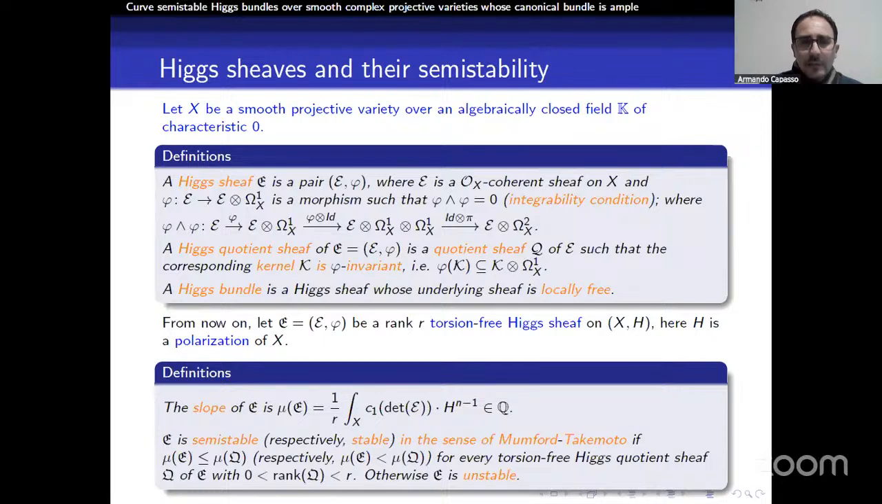So I recall that a Higgs bundle is semistable, respectively stable, in the sense of Mumford-Takemoto, if mu of E is less than or equal to mu of Q, or mu of E is less than mu of Q, for every torsion-free Higgs quotient sheaf Q of E, where the rank of Q ranges between 1 and R minus 1. If this condition is not satisfied, then it is called unstable.